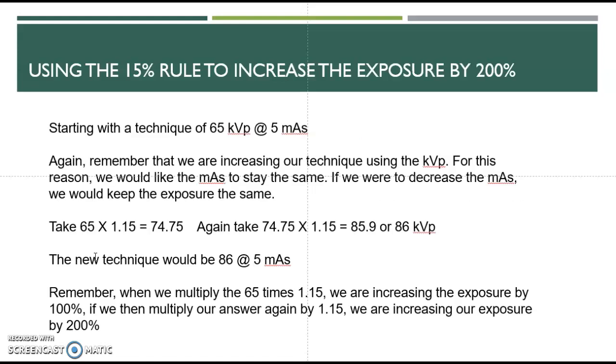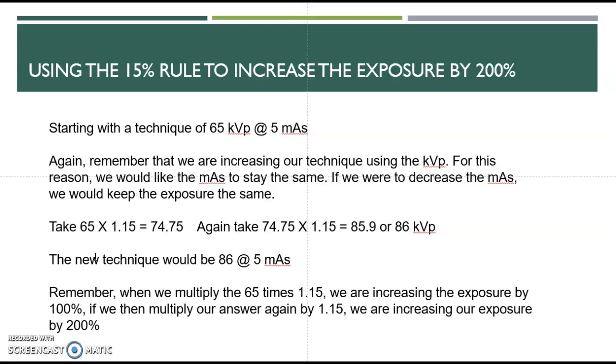So our new technique would be 69 kVp at 10 mAs. Here we're going to use the 15% rule to increase the exposure by 200%. So we're starting with a technique of 65 kVp at 5 mAs. Again, remember, we're just changing the kVp. So we take 65 times 1.15 to come up with a new kVp of 74.75. Now at this step, that is taking our exposure up 100%.